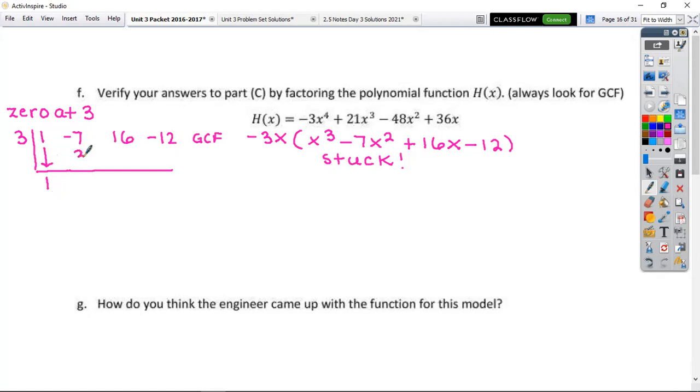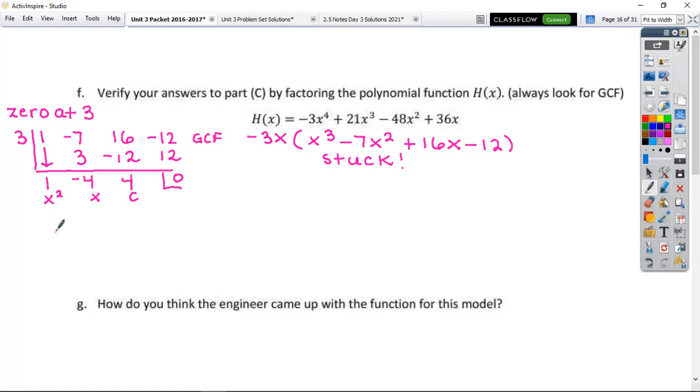Multiply, good. And then add straight down so I get negative 4. You're going to do it again. So 3 times negative 4 is negative 12. Add straight down and I get 4. Do it once more. 4 times 3 is 12. Does it work? It does. So here's my constant. Here's my x. And here's my x squared.